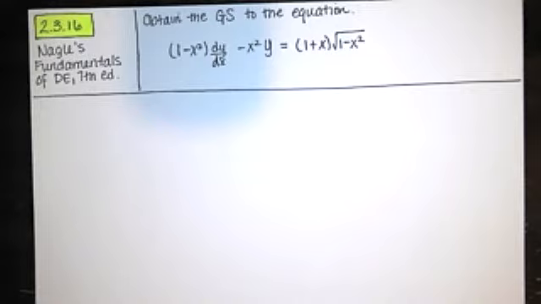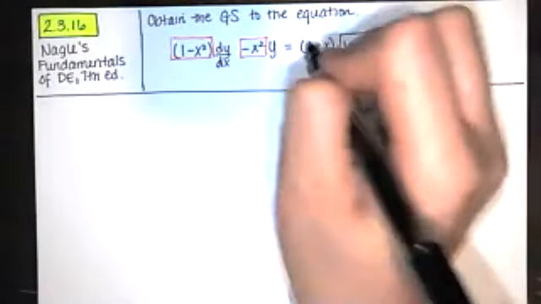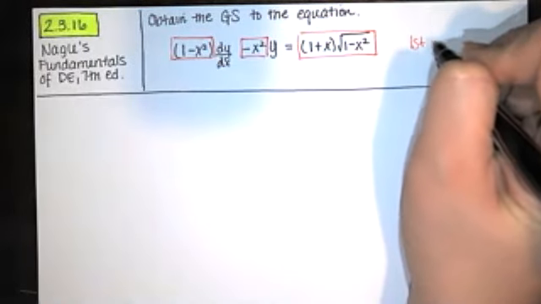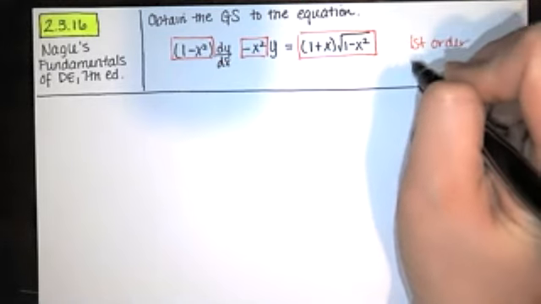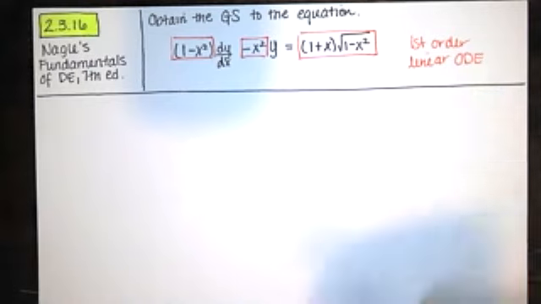I want you to notice that we've got a function of x times dy dx here, plus a function of x times y equals a function of x. That makes this a first order linear ordinary differential equation, which is a good candidate for solving with an integrating factor.